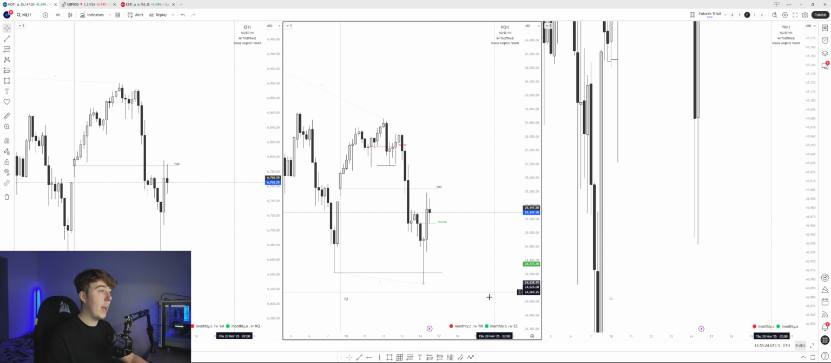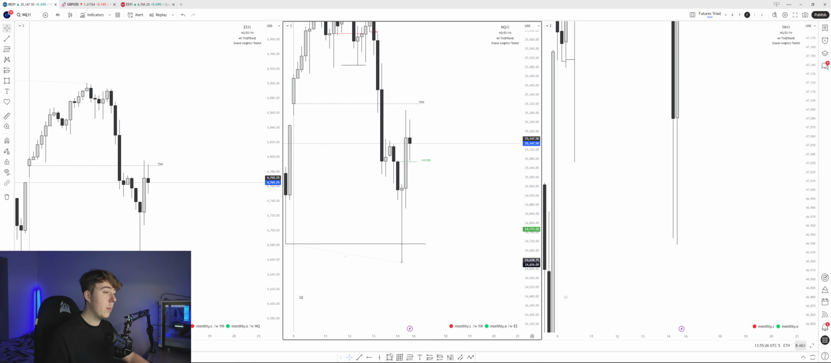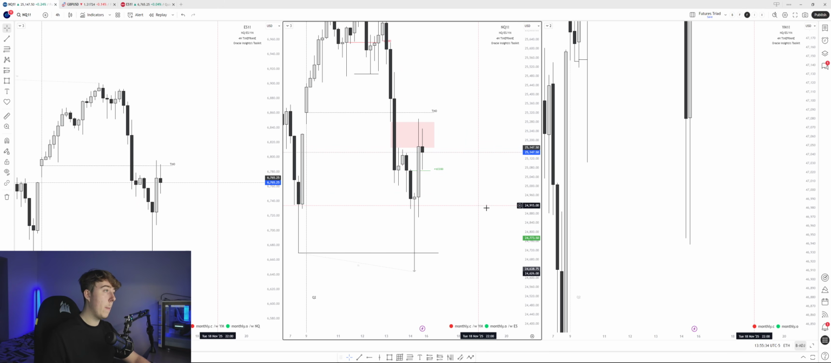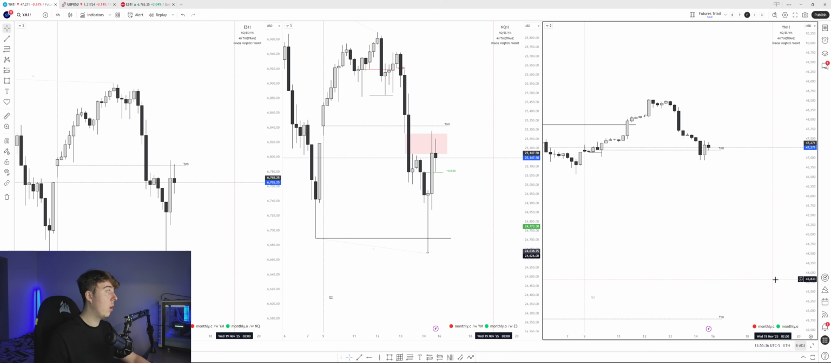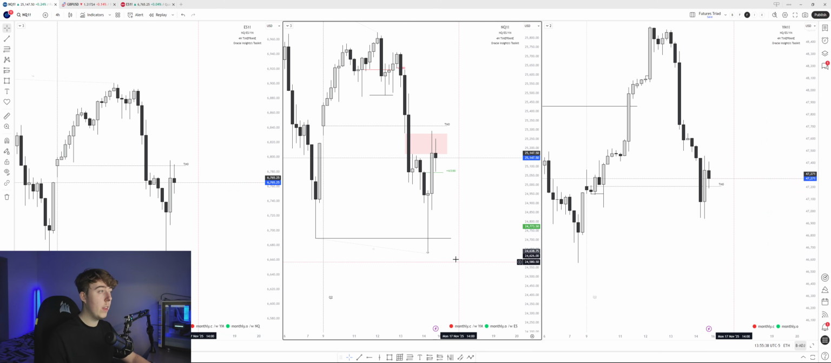And not only that, but we had many unmitigated gaps above us. So that means not filled gaps. So this tiny one here as well. And then this main one here, the big boy one with the liquidity resting below it, was the main target for after the lows have been taken.